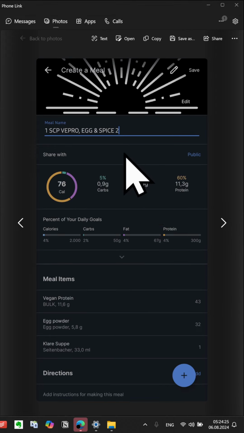So I actually thought that the solution with Wipro, egg and spice would be the thing I could run on a continuous basis. But it turns out that the fat still seems to be a little bit too high.